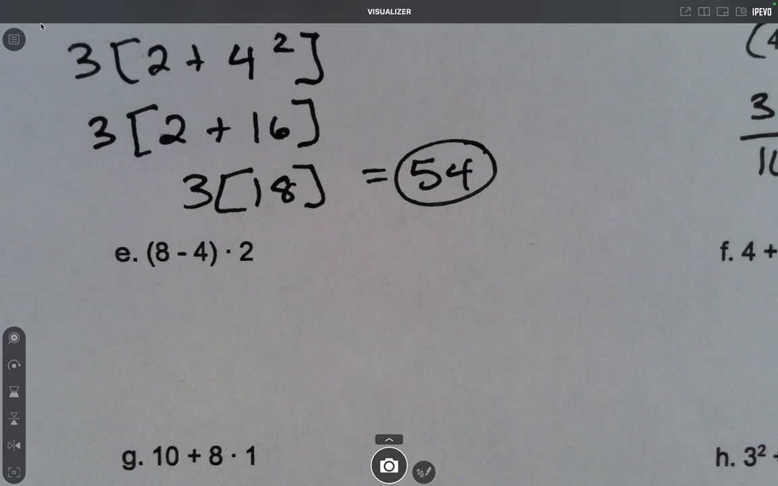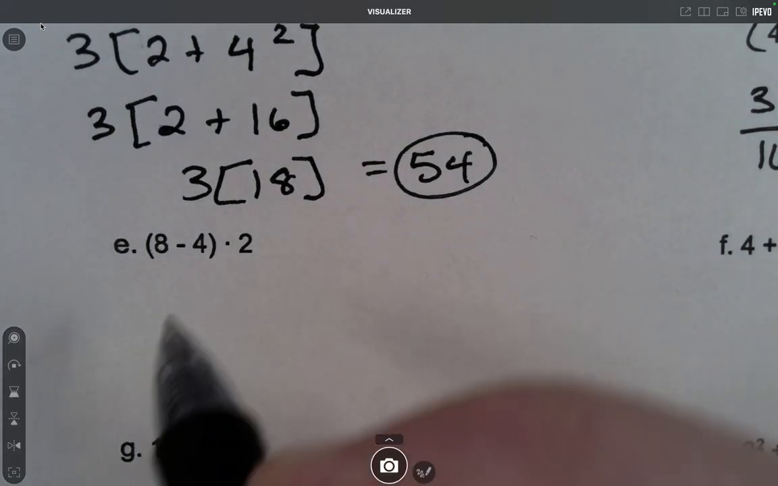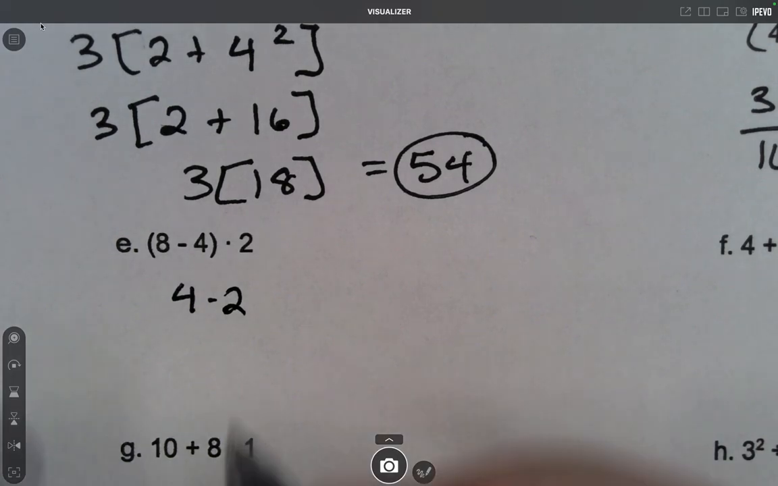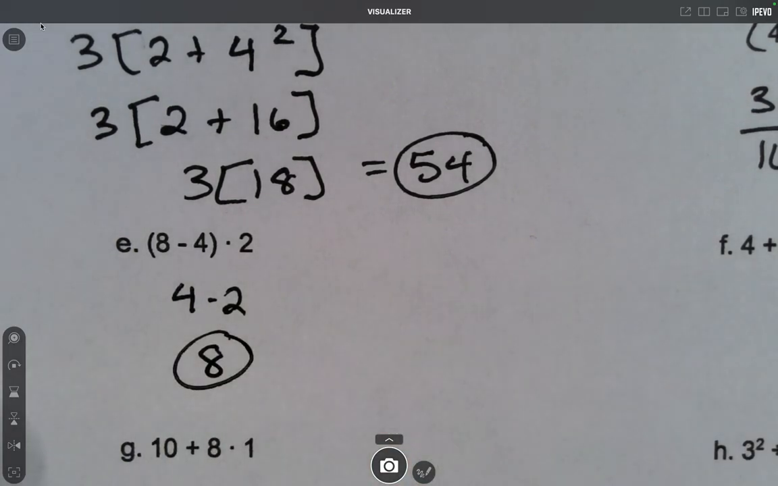Okay, on part E, we do what's inside the parentheses first. 8 minus 4 is 4. Then we do 4 times 2 is 8.